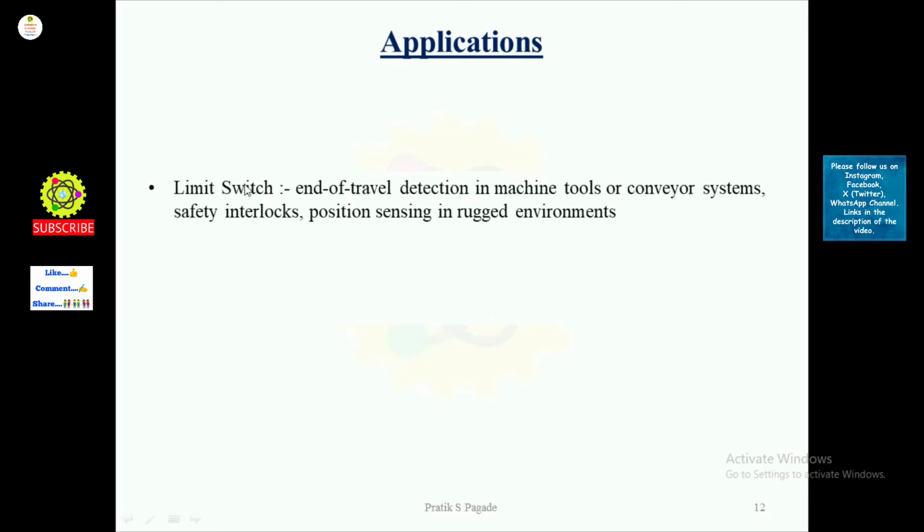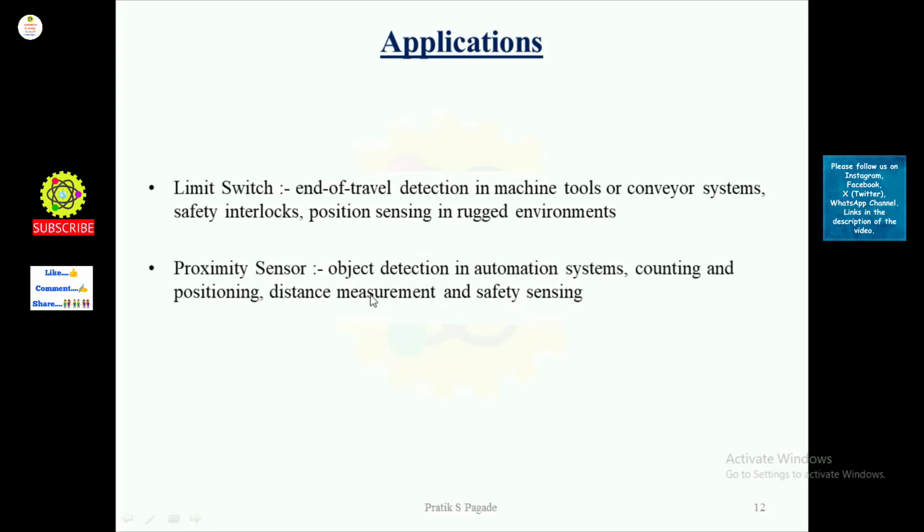Applications. Limit switch: end of travel detection in machine tools or conveyor systems, safety interlocks, position sensing in rugged environment. Proximity sensor applications: object detection in automation system, counting and positioning, distance measurement, and safety sensing.